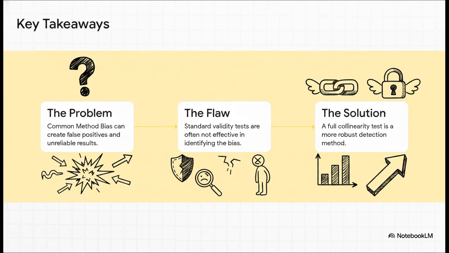So, let's just recap what we've learned. First, common method bias is a real danger that can make you think you found something amazing when you really haven't. Second, the standard checks that you might be relying on, well, they often aren't strong enough to catch it. And finally, the solution is to use a more powerful tool, like the full collinearity test, to make sure your model and your findings are actually legit.